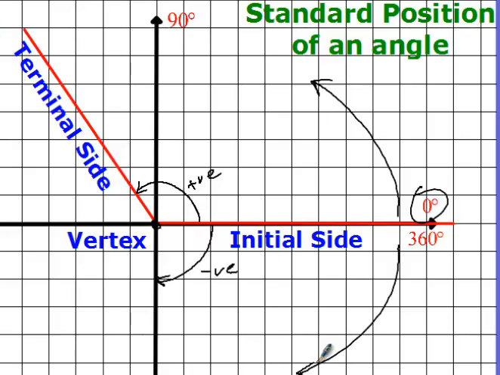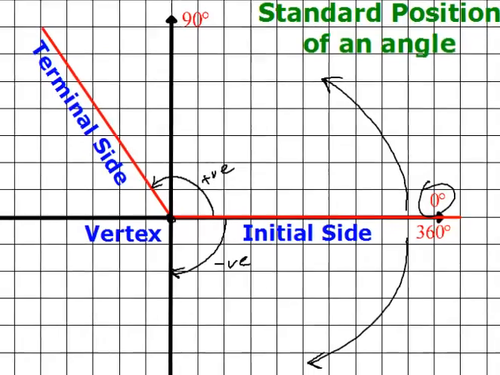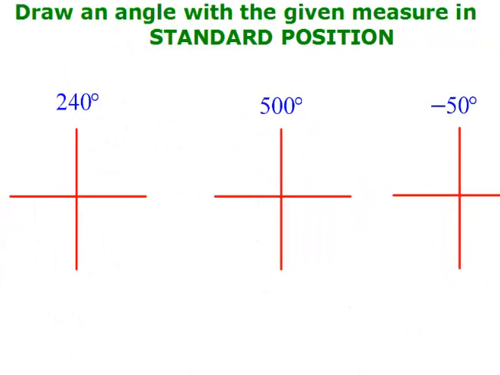But is everybody kind of okay? Initial side is where we start. Terminal side is where we stop. Positive angles rotate up. Negative angles rotate down. Everybody all right, you think maybe possibly? All right. So let's take a look at one. Draw an angle with the given measure in standard position.